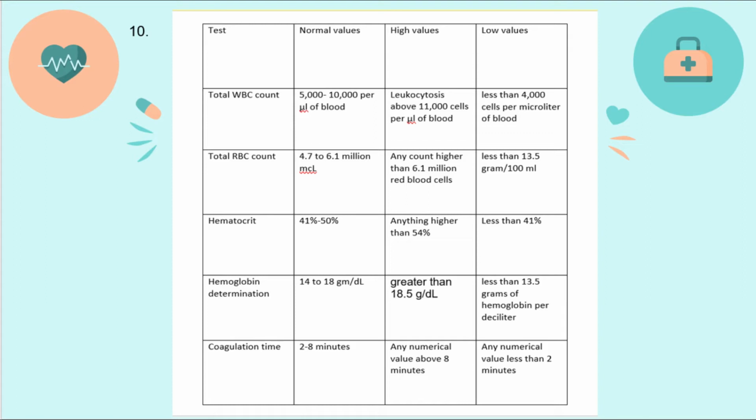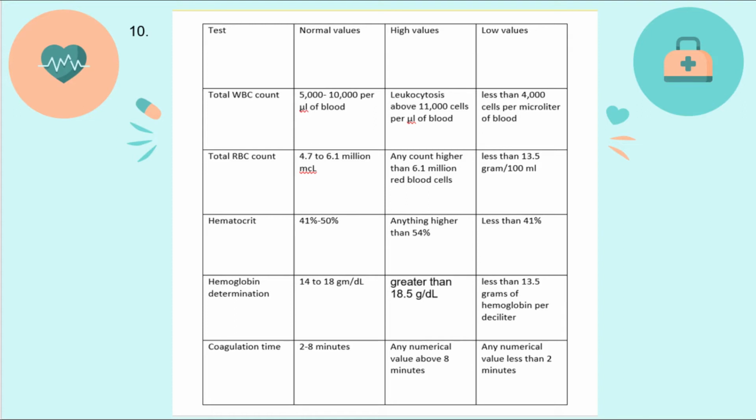Next is the total red blood cell count. The normal values in healthy male adults is 4.7 to 6.1 million cells per microliter, and the high value is any count higher than 6.1 million red blood cells, and the low value is less than 13.5 gram per 100 microliter.